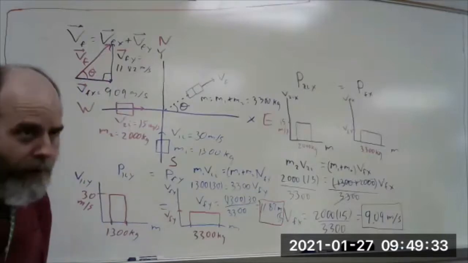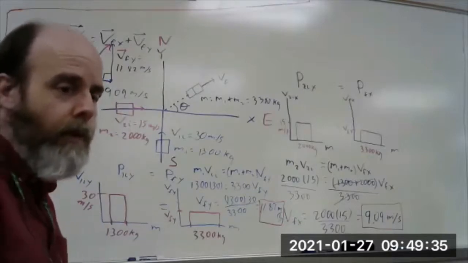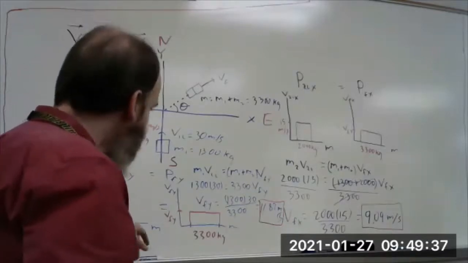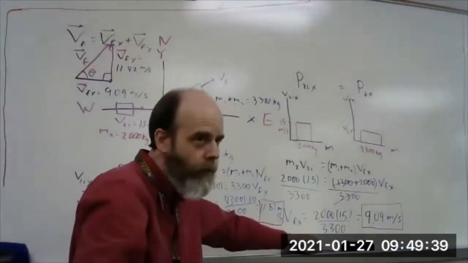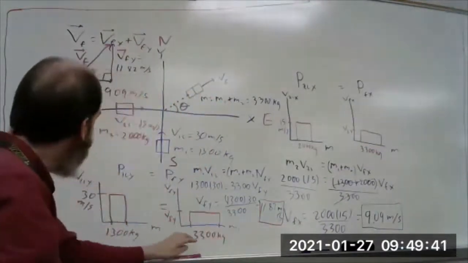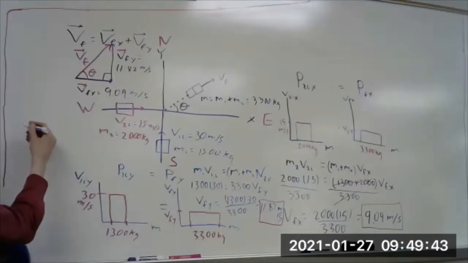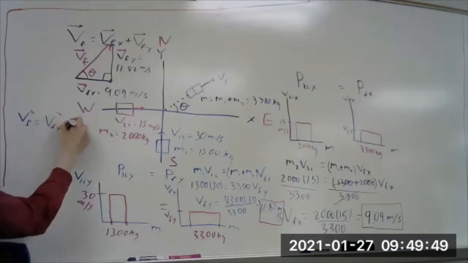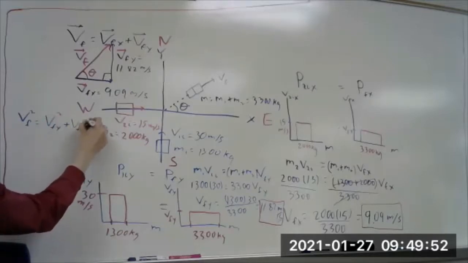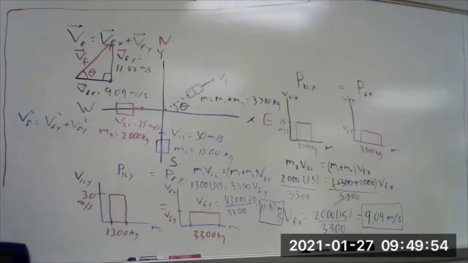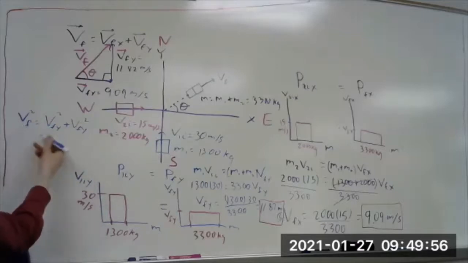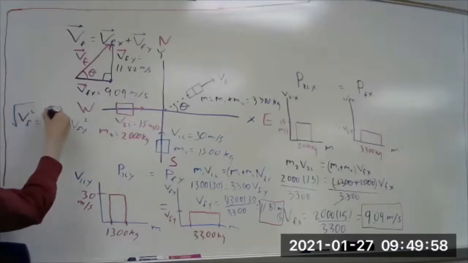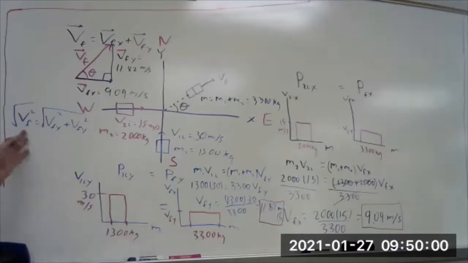So if we want to get v final, we just use Pythagorean theorem. So let me show you that. I'll show it over here. So v final squared is v final x squared plus v final y squared. Pythagorean theorem. Take the square root of both sides, right? The square root of v final squared is just v final.